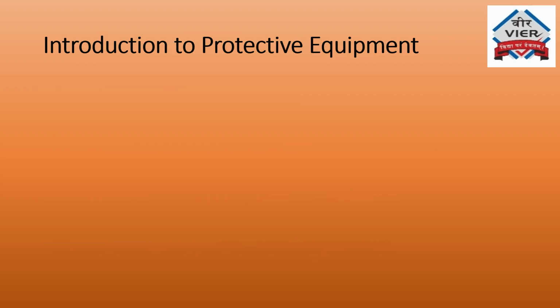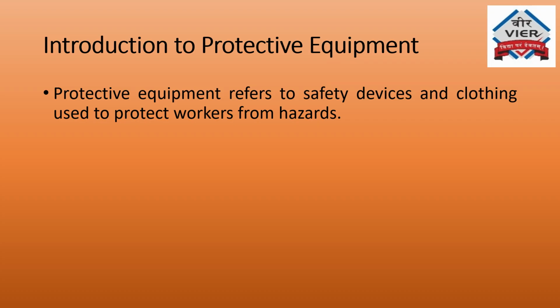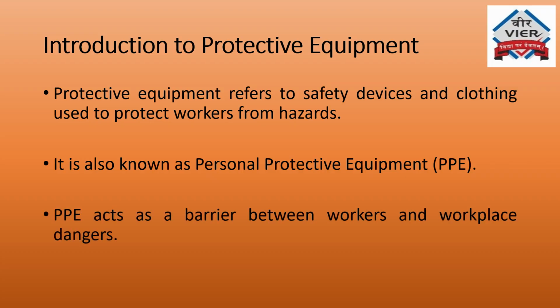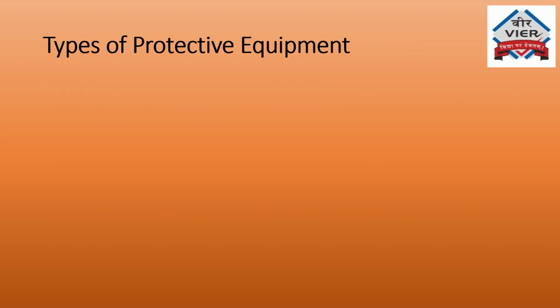So in all these cases, what can we do to counter these accidents? One of the ways is protective equipment. Protective equipment is safety devices and clothing used to protect workers from hazards. It is also known as personal protective equipment. It acts as a barrier between workers and workplace dangers.